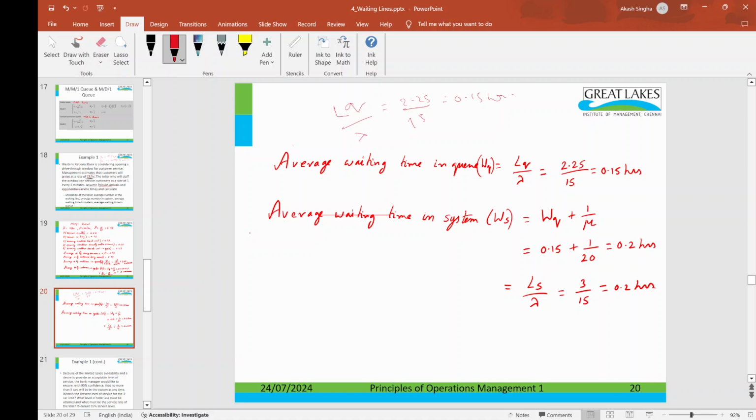And average waiting time in system is this 0.15 plus how much time it takes to complete the task. So 0.15 plus 1 by mu, and 1 by mu means 1 by 20. So it will be 0.2 hours to complete the service on average: 0.15 in the waiting line and 0.05 in the actual service.